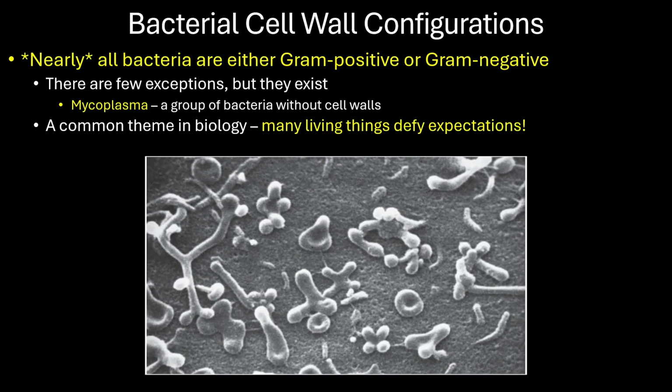Nearly all bacteria fall under this category of gram-positive and gram-negative. There are a few exceptions, but they definitely exist. So the main one is Mycoplasma. This is a group of bacteria that just simply don't have cell walls at all. And so this is actually a pretty interesting and common theme in biology in general, where we have situations where the rules that we once set forward and believed to be true, we find exceptions for those rules.